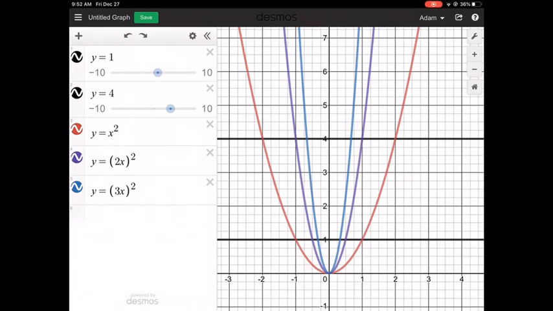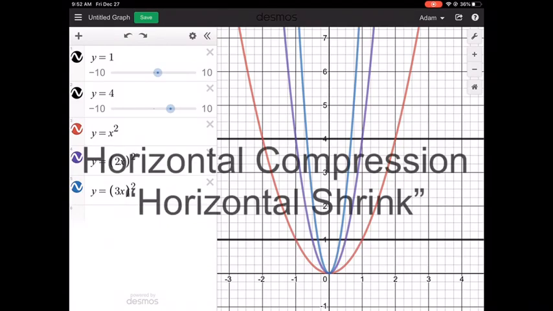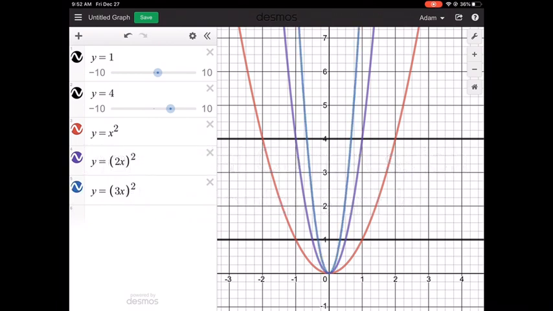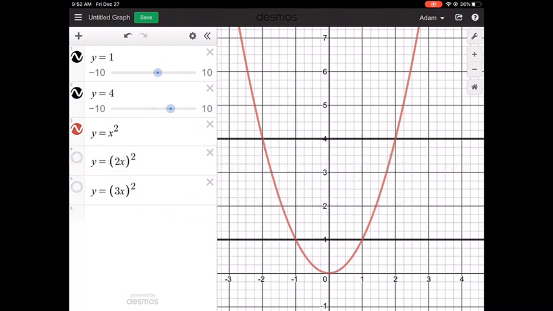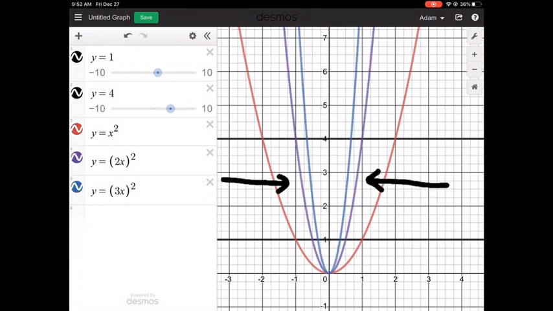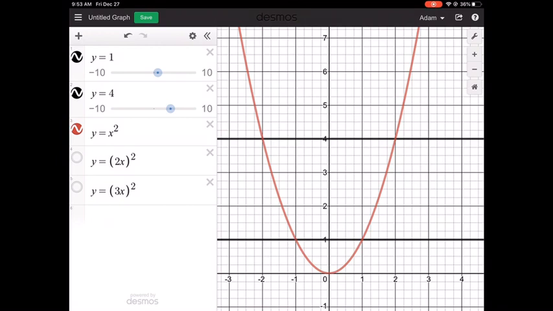In this video, I'm going to be talking about the function transformation, a horizontal compression. You could also call it a horizontal shrink. Now, what does that mean? Well, if you're doing a horizontal shrink, you're going from your parent function, and horizontally, it's going to be getting smaller. So it's going to be getting skinnier. We're shrinking horizontally. Now, how do we do that both on our equation and then what happens to the graph?